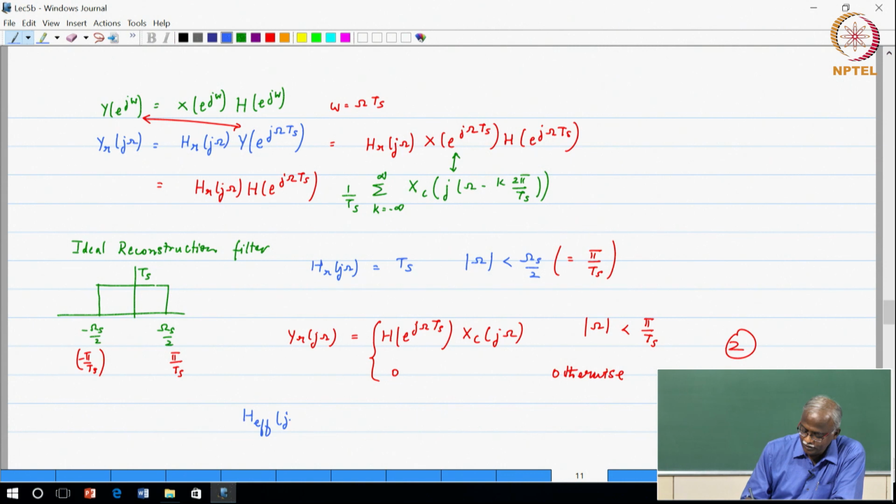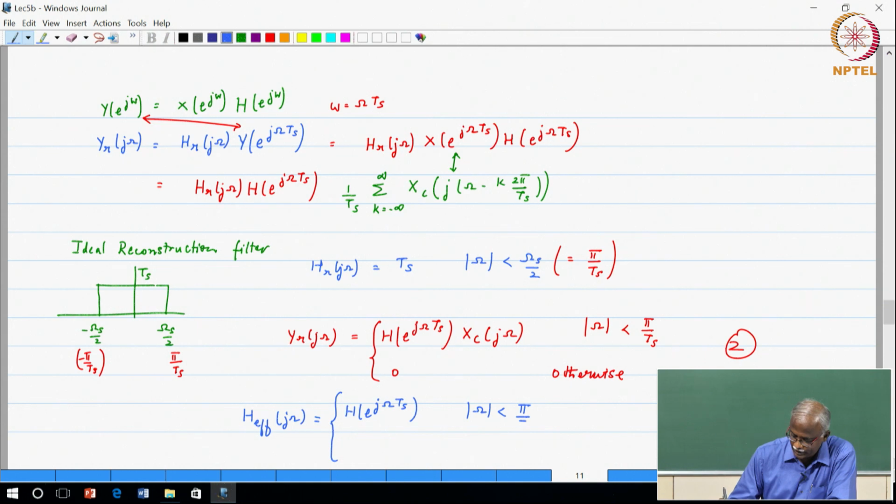H effective of j omega, the equivalent or effective continuous time system, actually is related to the discrete time system He of j omega Ts in the range mod omega less than pi over Ts, equal to 0 otherwise.